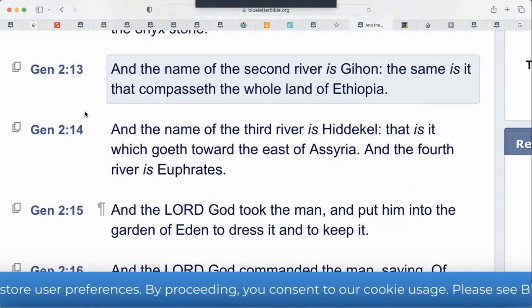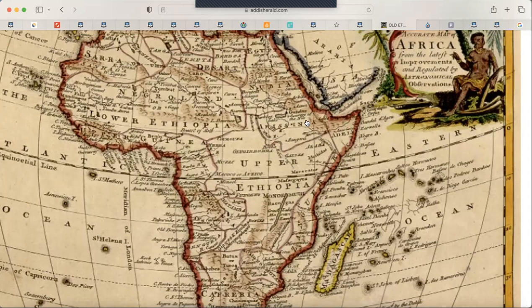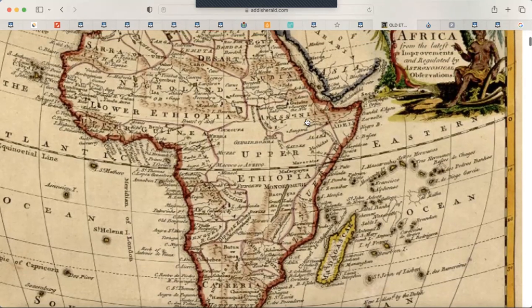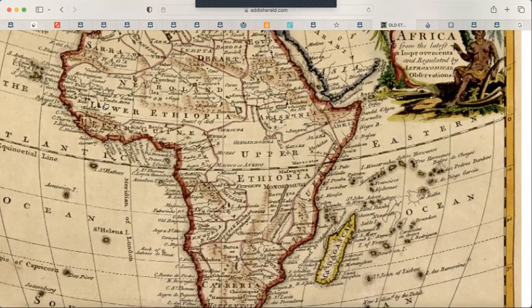Going back to Genesis chapter 2, verse 13, it reads, "And the name of the second river is Gihon. The same is it that compasseth the whole land of Ethiopia." The key point that we want to focus on is that it compasseth the whole land of Ethiopia. Here is an old map of Africa. And as you can see, Ethiopia expanded through the whole central continent of Africa.